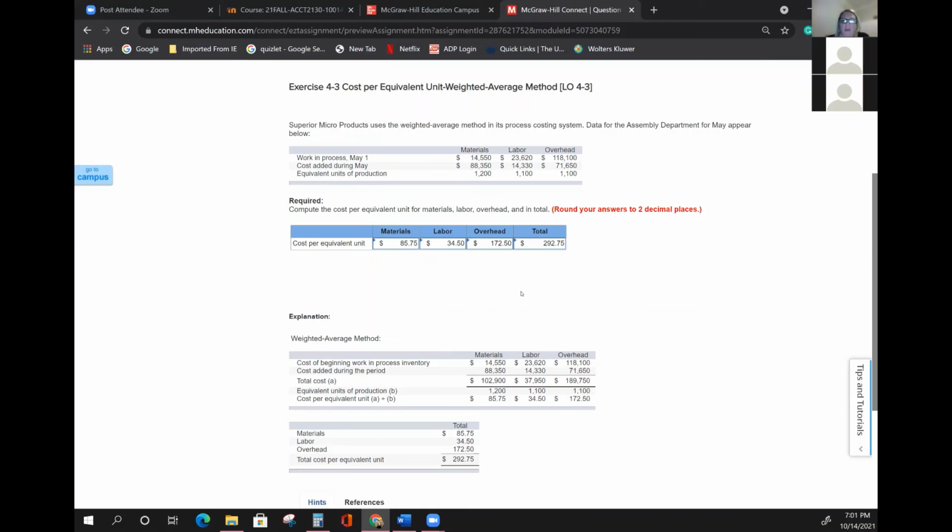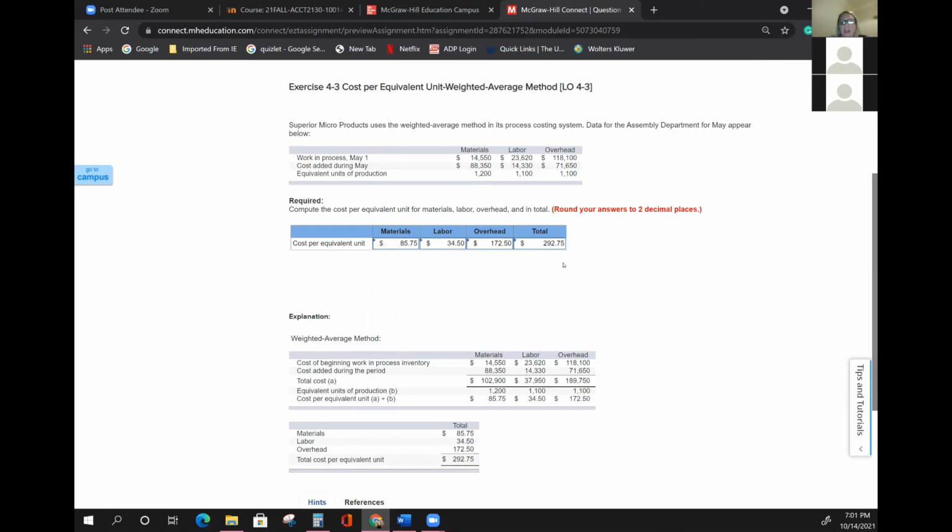We're going to break out the materials, the labor, and the overhead. So we want to start off with what was the cost of the work in process in the beginning of May. So for materials, we had 14,550. The labor was 23,620, and my overhead was 118,100. And then I have to add in my costs that were added during May. 88,000 for materials, the 14,330 for labor, and the 71,650 for overhead. So I'm adding those up to come up with my total cost in each one of those. I take my equivalent units of production, which they've given me for each set. I got 1,200 for materials, 1,100 for labor, 1,100 for overhead.